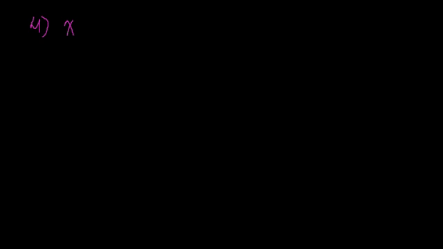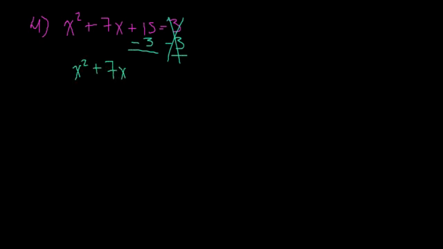x squared plus 7x plus 15 equals 3. Now, right away, you notice that there is not a 0 on this side. What do we do? We just subtract 3 on both sides. That brings us to 0 on that side. These two cancel out. And 15 minus 3, so that's x squared plus 7x plus 12 equals 0.